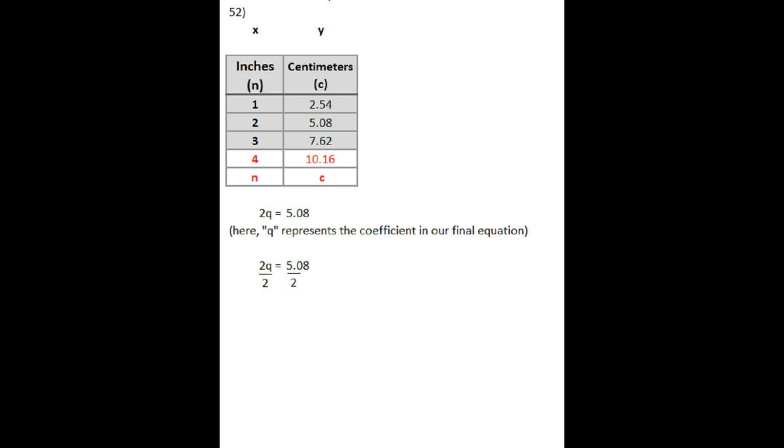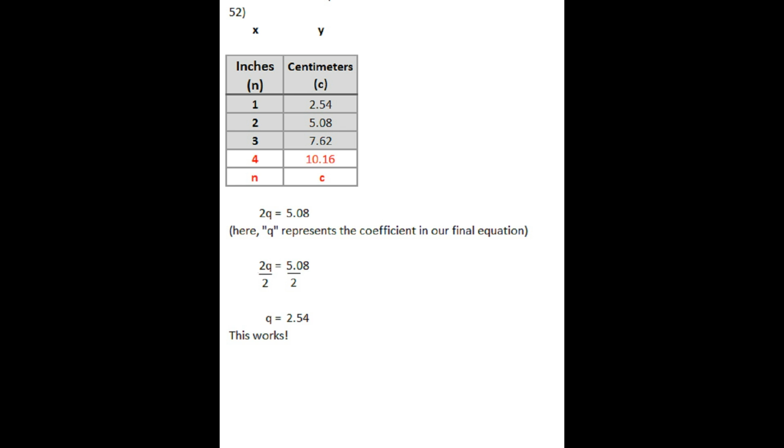So number 52, we have inches being converted to centimeters. 1, 2, 3, 4. There's our N and our C. And we have 2.54, 5.08, 7.62, 10.16. And we have our X and Y if you plan on plotting it in the traditional way. So again, we're going to pick 2 points, and I'm going to pick 2 for 2 times Q equals 5.08. And here Q represents the coefficient in our final equation, just like it did last time. So 2 times Q equals 5.08. Divide both sides by 2. Q equals 2.54. That works.